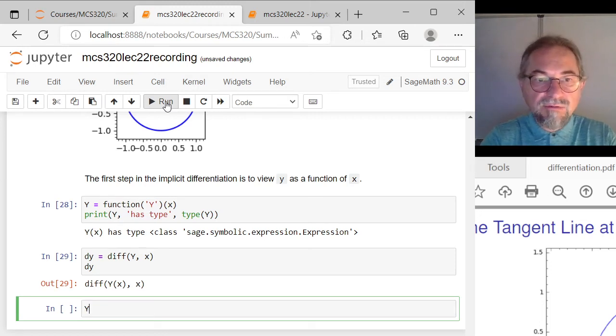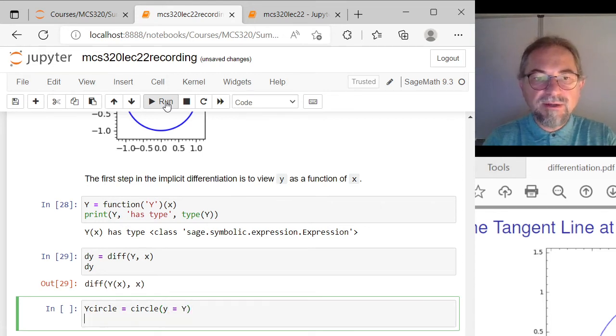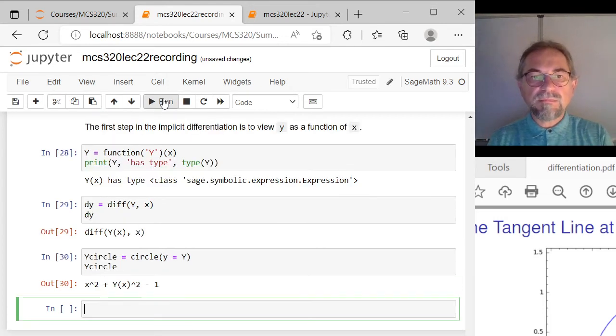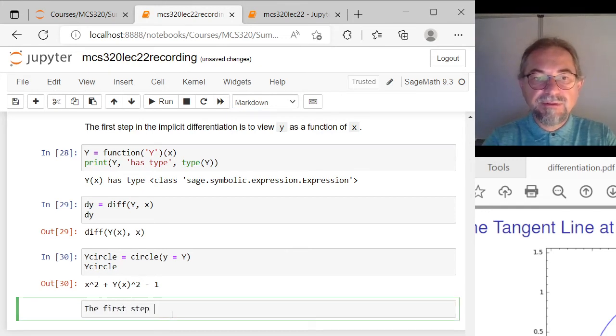Okay, I will now have a new circle where I will replace the little y with the capital Y. So you see that when I ask to see the expression, it has indeed changed. So that is done, step 1. So step 1 is now complete. So the first step is complete.